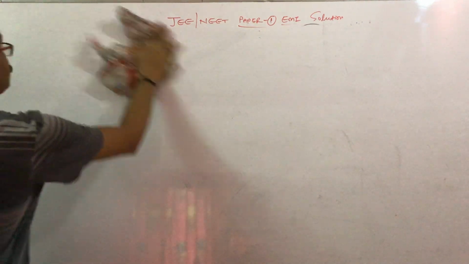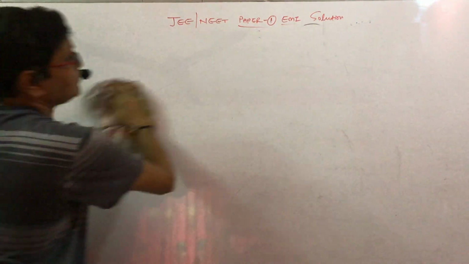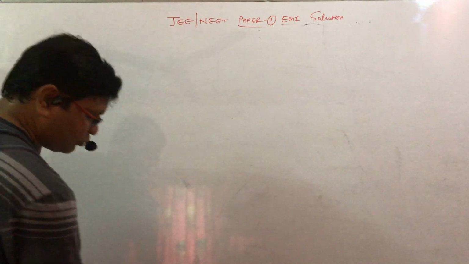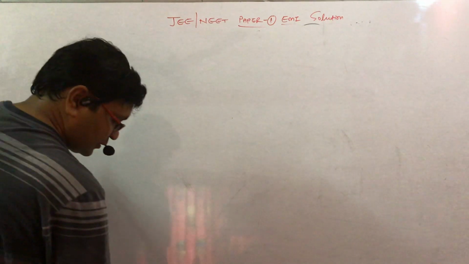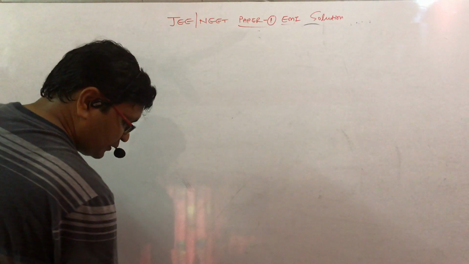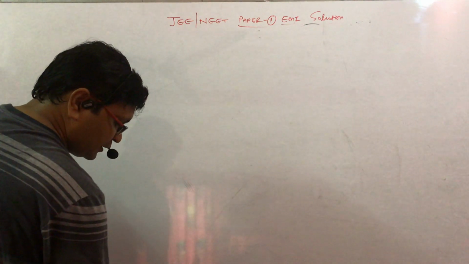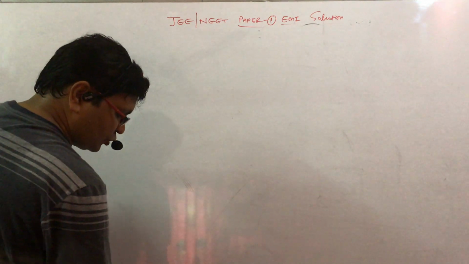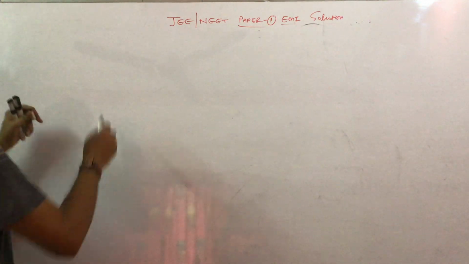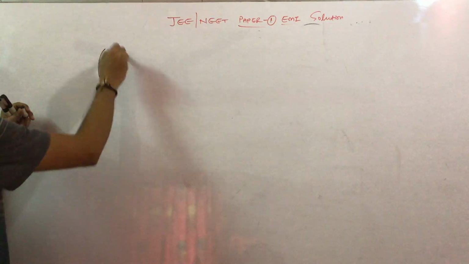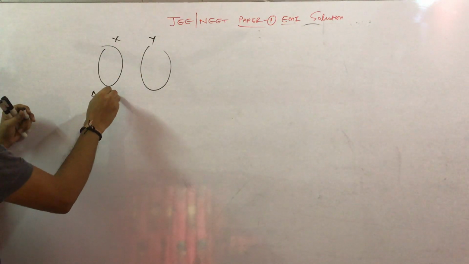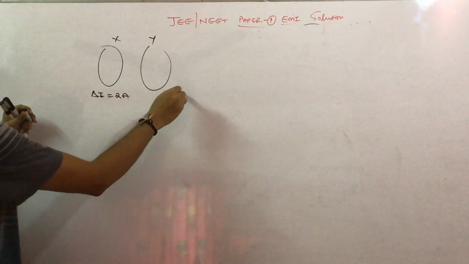Okay, so question number 12. There are two coils X and Y joined in a circuit in such a way that when the change of current in X is 2 ampere, the change in magnetic flux in Y is 0.4 Weber. These are the two coils X and Y. If we change the current by 2 ampere, then what is the change in flux?